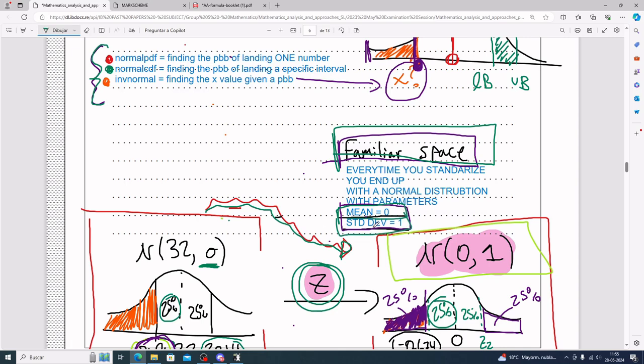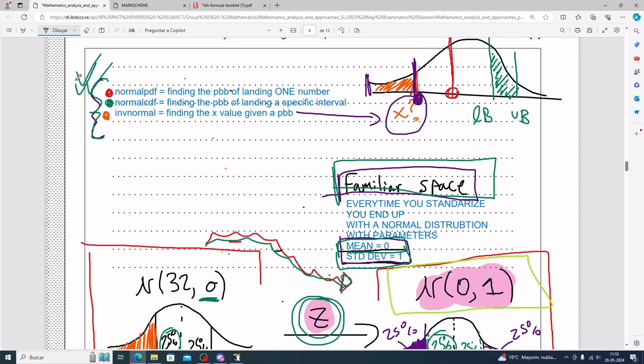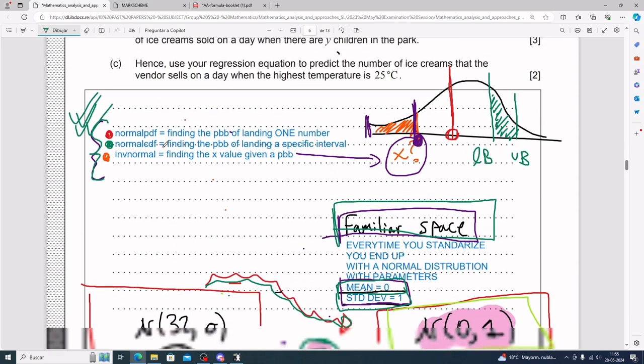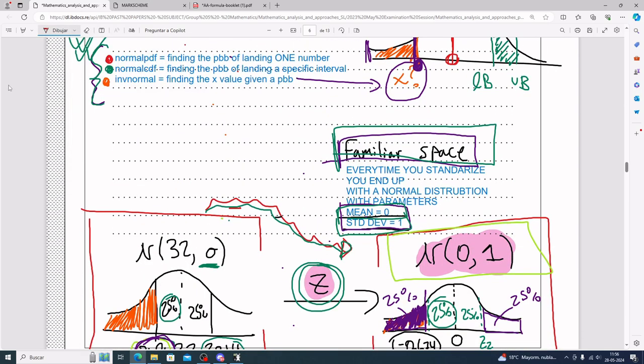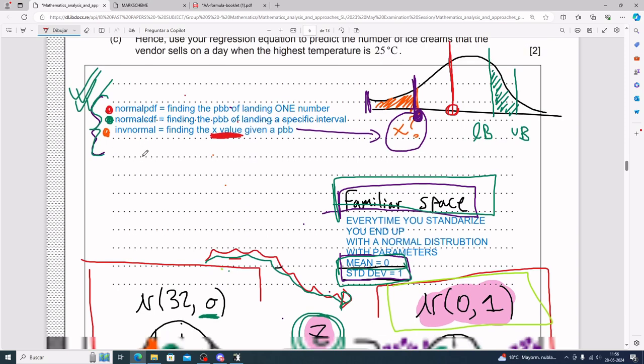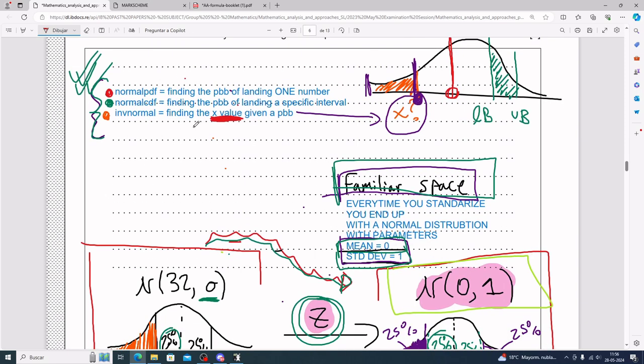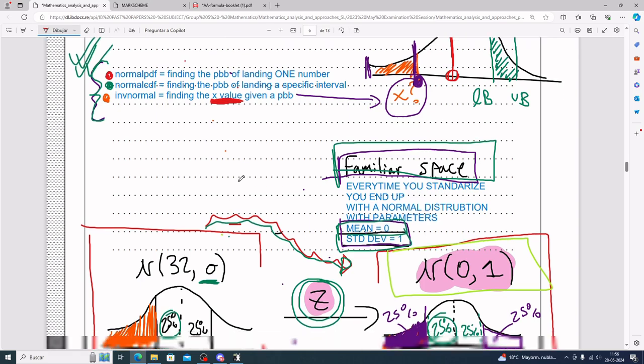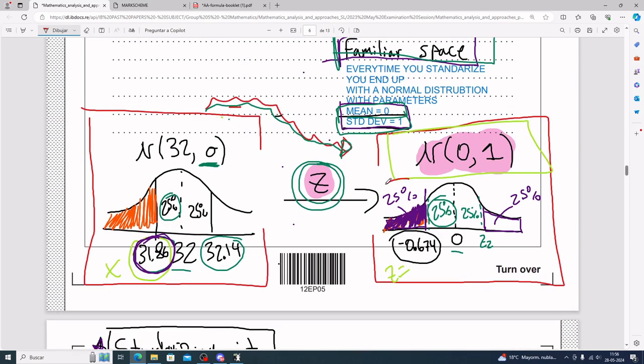You know that the standardization is 1, and that allows you now to use all of these different tools. The tool that we picked was inverse normal because, surprise, we need to find the x value. And the only formula or function on my calculator that I have for finding x values is inverse normal. So for inverse normal, you give an area, you give a probability, and you get an x value. And so we gave the probability of 25%, and we got the value negative 0.674.